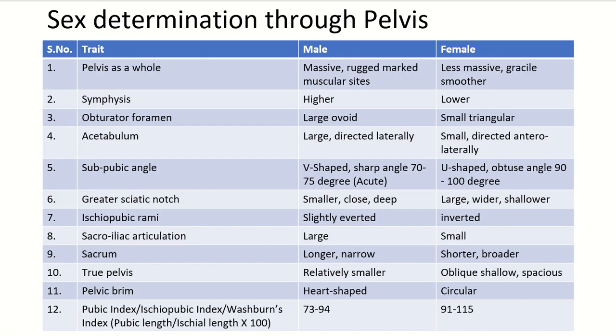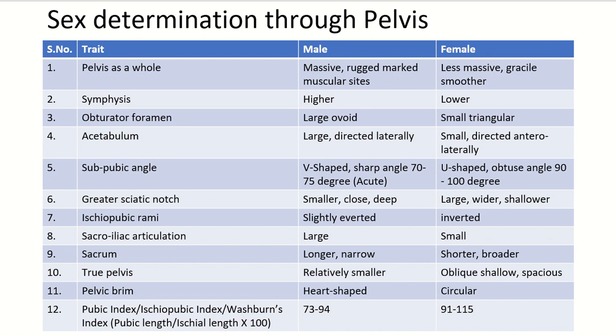Now, sex determination through the pelvis. The pelvis as a whole is massive, rugged, marked, with muscular sides in males, and less massive, gracile, and smoother in females. The pubic symphysis is higher in males and lower in females. The obturator foramen is large and ovoid in males and small and triangular in females. The acetabulum is large and directed laterally in males, and small and directed anterolaterally in females.